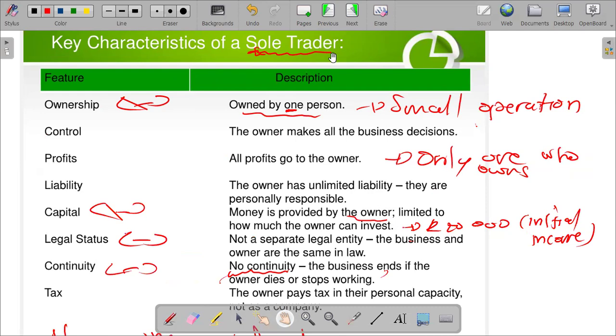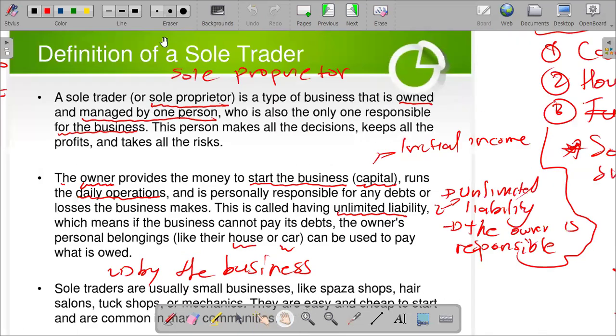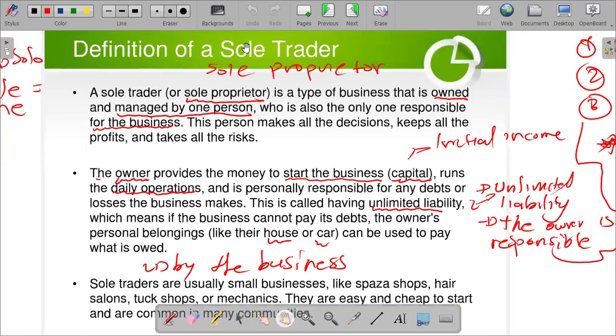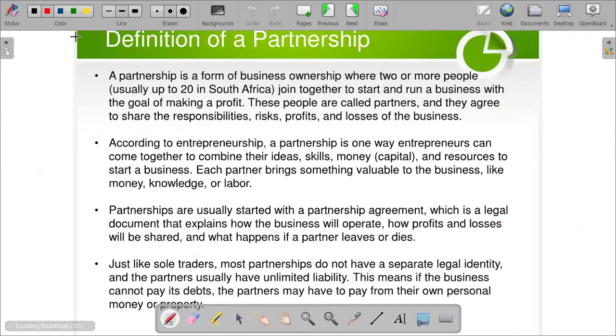And then as we move along, defining a partnership. So let's do this. As I said, this is your first form of ownership. And then this will be your second form of ownership, partnership. A partnership, right? This is where maybe you and your acquaintance or your partner decide to venture into a business.